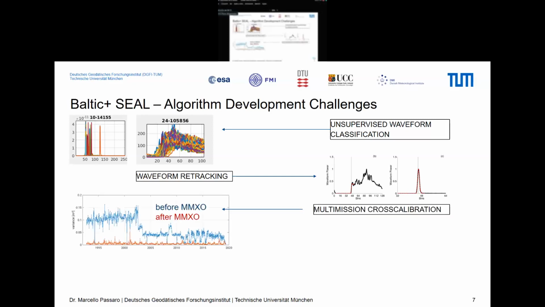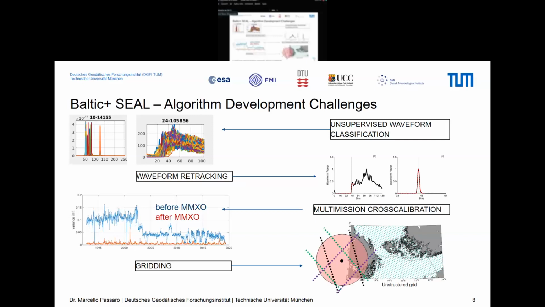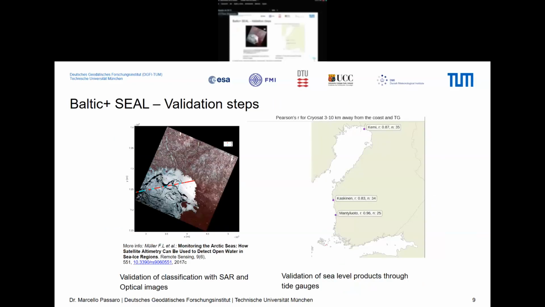Also, we accounted for intermission biases using intermission cross-calibration, because we used many different missions here, like JSON, Cryosat, Sentinel, Saral, ERS2, and so on. We have to reduce the offsets between these missions. And then we also applied an innovative gridding strategy on a relatively highly resolved grid with a 100-kilometer smoothing radius. And that data set is now well defined on this unstructured grid, as can be seen here below. We also validated all of these steps.